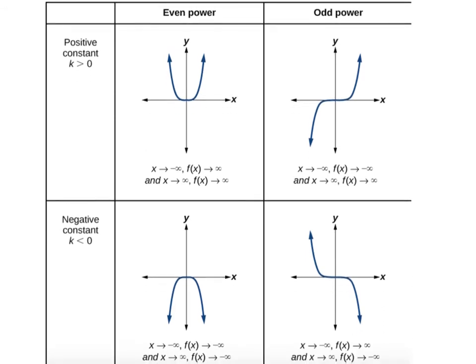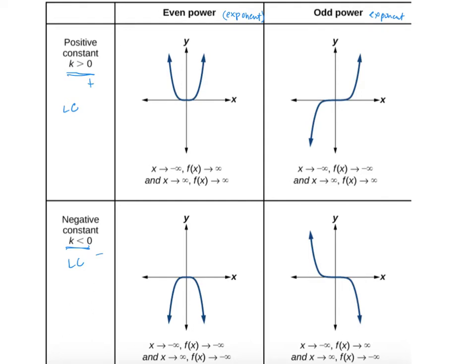So here is a chart that shows you the end behavior of graphs depending on their leading term. If you have an even power, this is the exponent, and this is about the leading coefficient. If your exponent is even and the leading coefficient is positive, so k is greater than 0 means positive. Here k is less than 0 means negative.